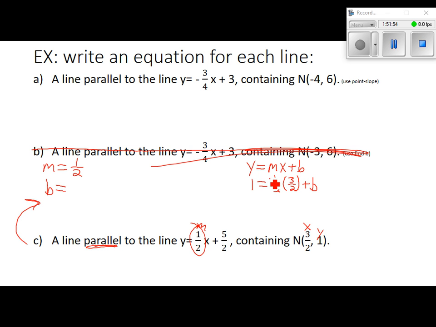Do the multiplication right here. I get 1 equals 3 times 1 is 3, 2 times 2 is 4, so 3/4 plus b. I'm trying to get b by itself, so I subtract 3/4 on both sides. These cancel out. I'm left with 1/4 equals b.